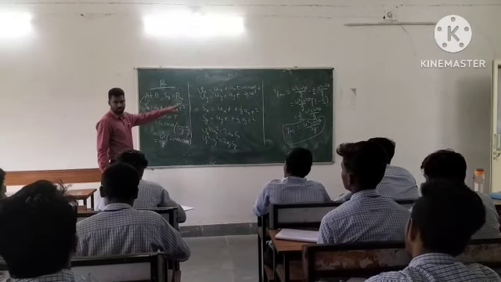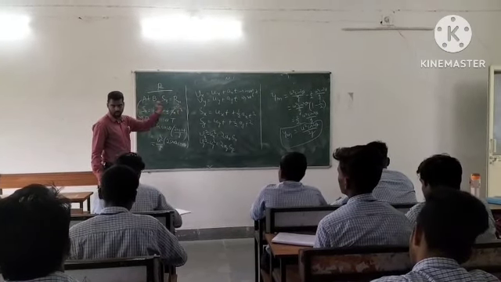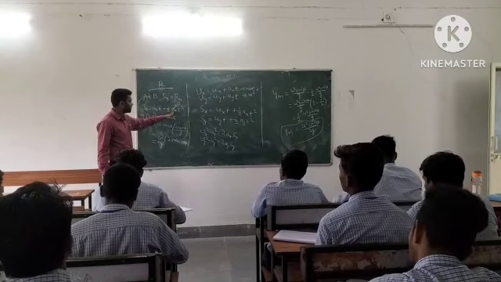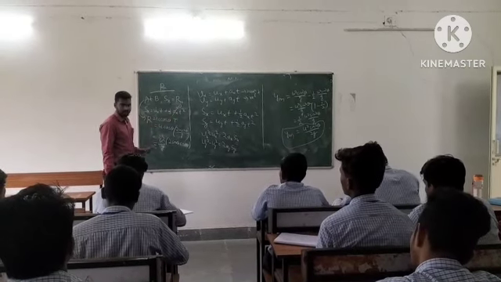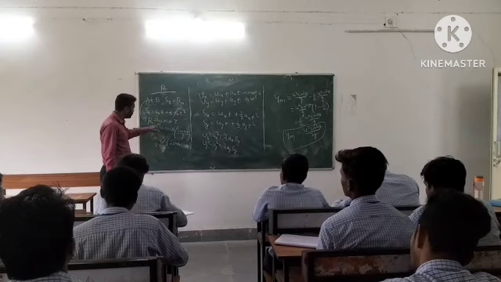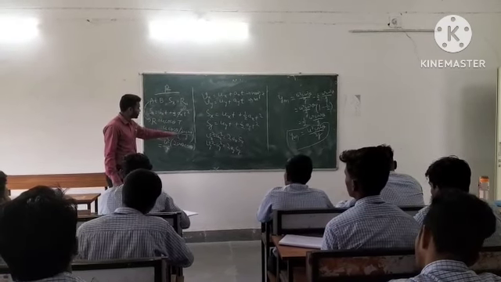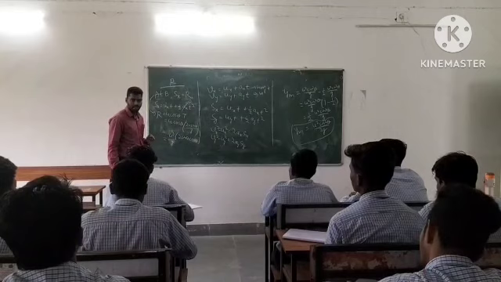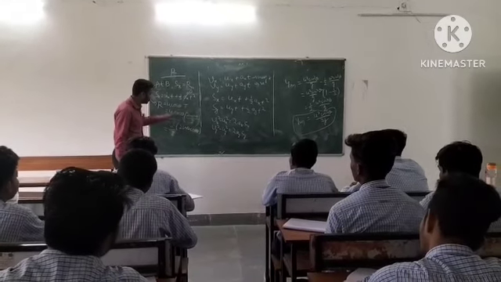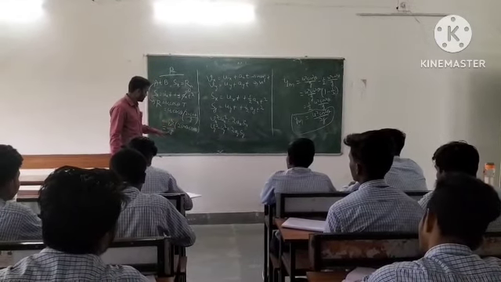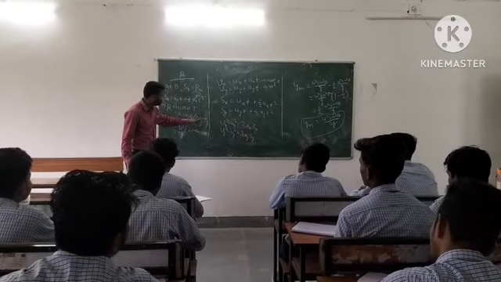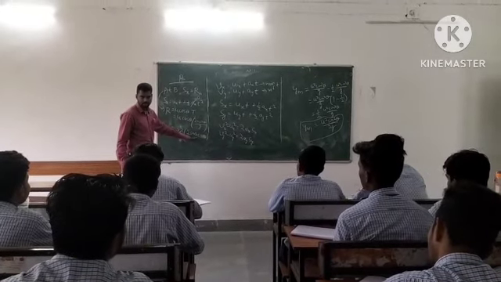Ax is 0 throughout the motion. So if ax is 0, this second term is 0. U cos theta into t means u cos theta into the value of t, which is 2u sin theta by g. U into u is u square divided by g. The remaining is 2 sin theta into cos theta.